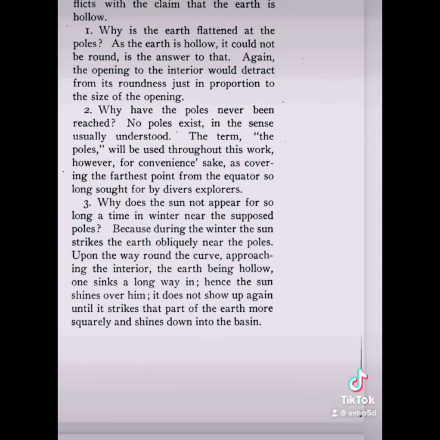Why have the poles never been reached? No poles exist in the sense usually understood. Why does the sun not appear for so long a time in the winter near the supposed poles? Because during the winter the sun strikes the earth obliquely near the poles.